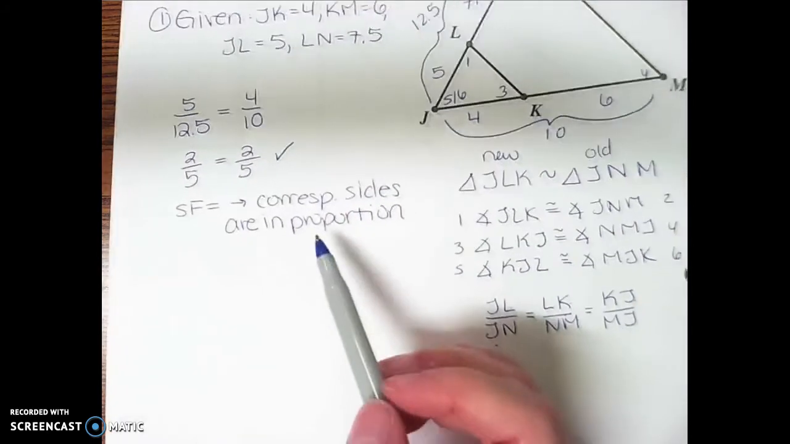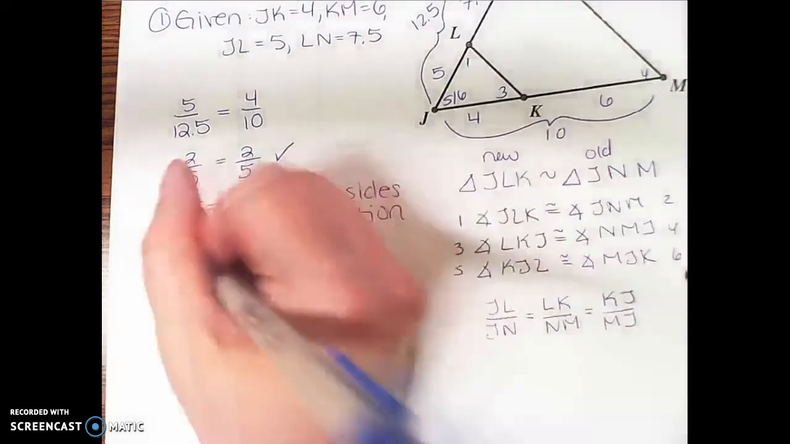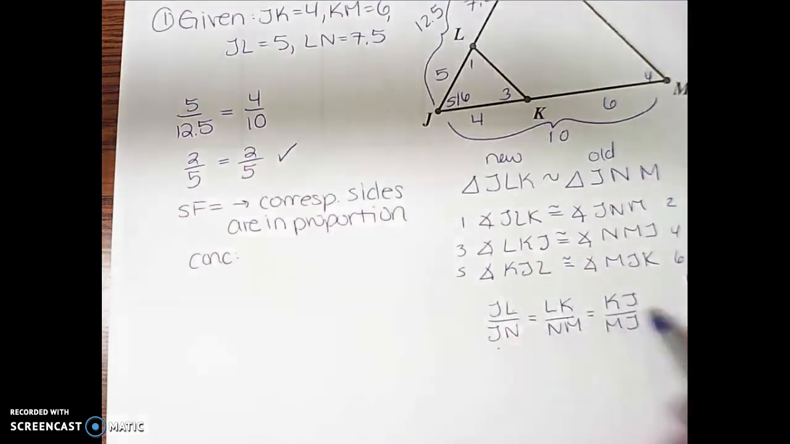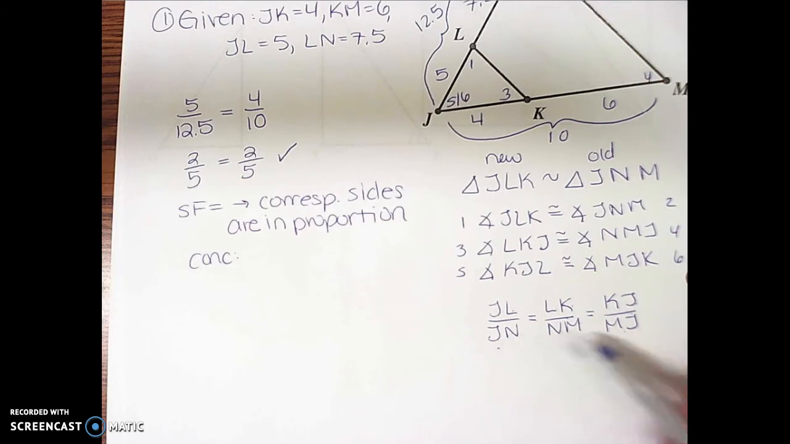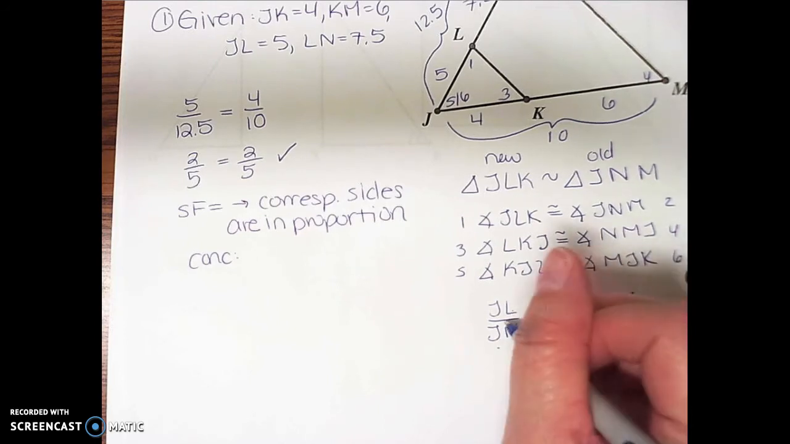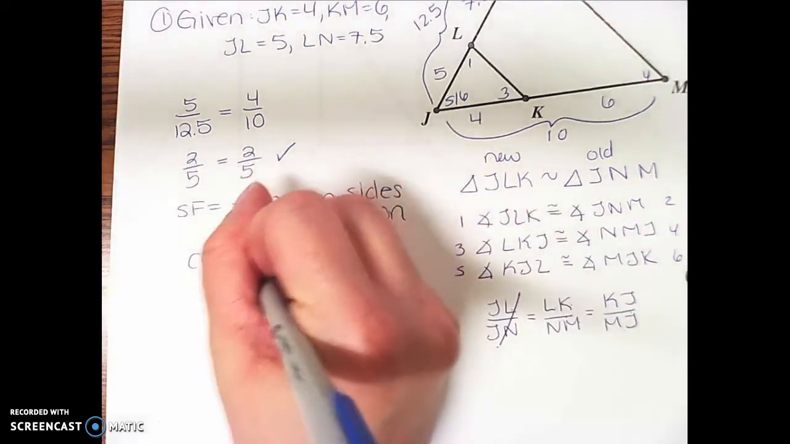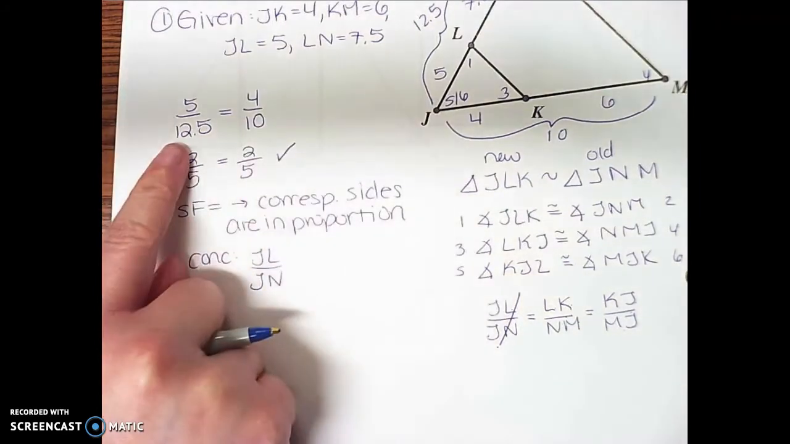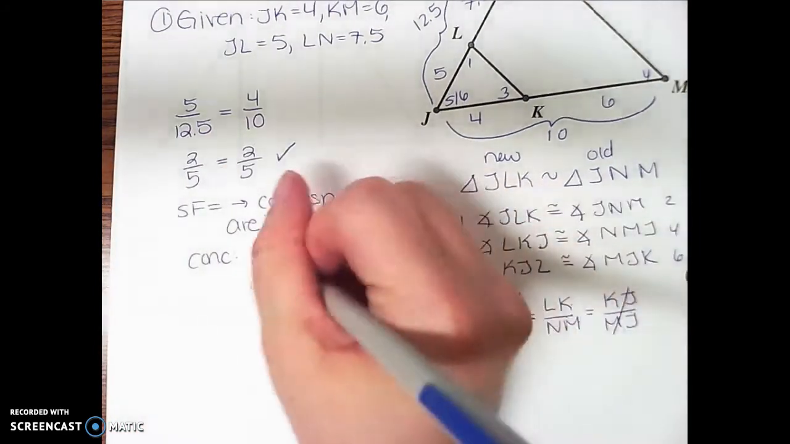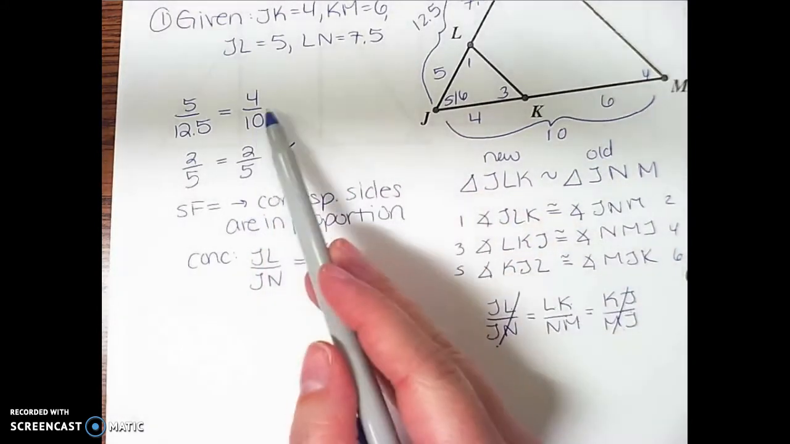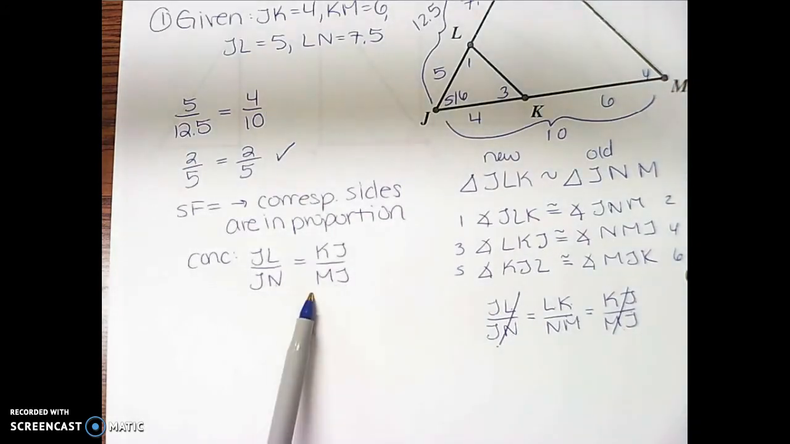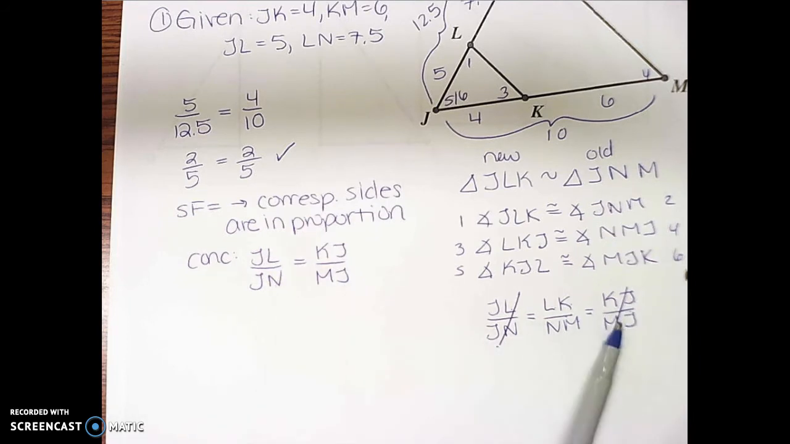And so my conclusion is to say which sides are in proportion. So my conclusion always comes from my list, okay? Which of these two scale factors did I use? I used JL over JN. That was my 5 over 12.5. And I used KJ over MJ. That was my 4 over 10. So I just proved that these were equal scale factors and that my sides were in proportion. So right now I only have 2 sides crossed off my list.